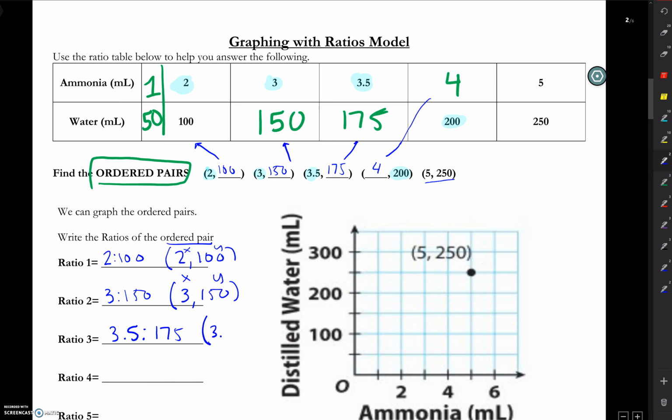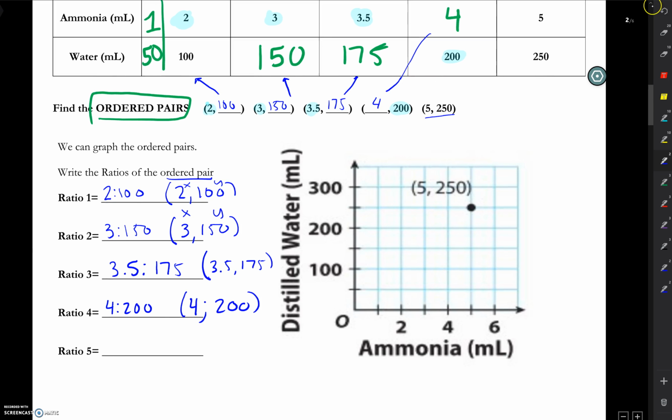My ordered pair would be 3.5 to 175. 4 would be 4 to 200. My ordered pair would be 4 to 200. And my last one is 5 to 250. And my ordered pair would be 5 to 250.